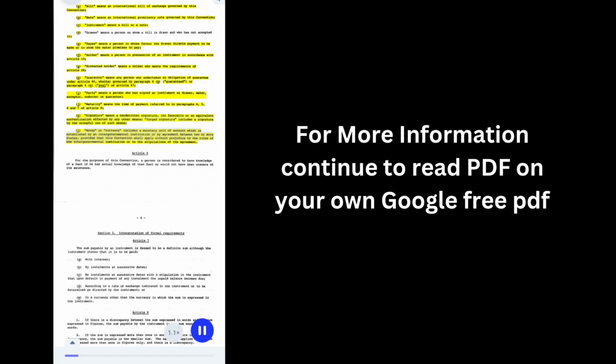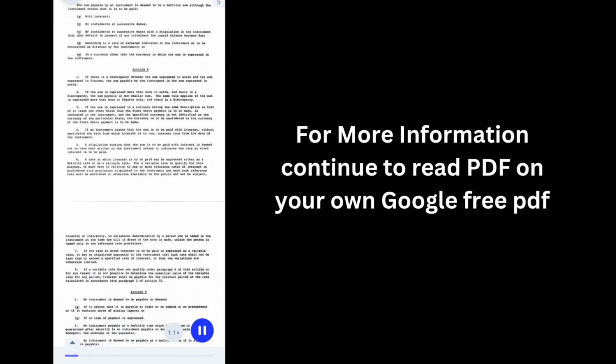1. Money or currency includes a monetary unit of account which is established by an intergovernmental institution or by agreement between two or more states, provided that this convention shall apply without prejudice to the rules of the intergovernmental institution or to the stipulations of the agreement. Article 6. For the purposes of this convention, a person is considered to have knowledge of a fact if he has actual knowledge of that fact or could not have been unaware of its existence.